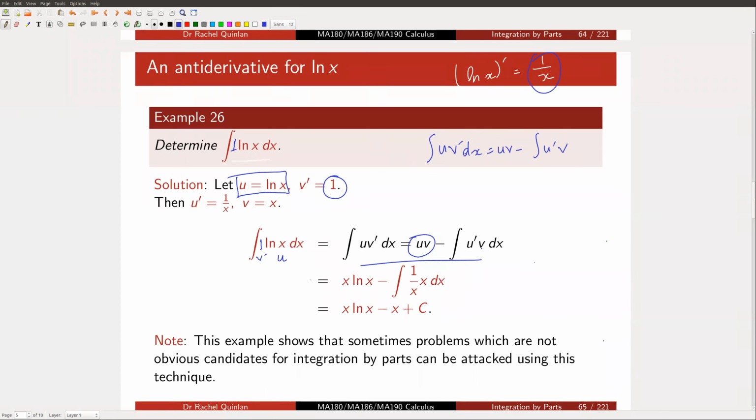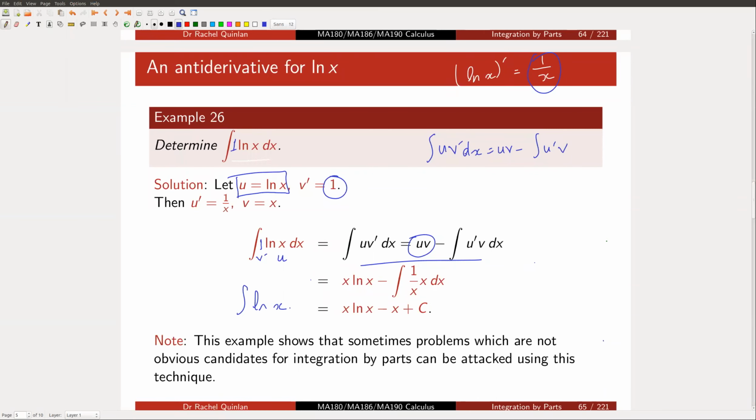And then we have minus integral of u dash v, and u dash v is just 1. So integrating that is no problem. This is just integral of 1, which is x. So we end up with, as an antiderivative for log x, x log x minus x plus constant of integration.